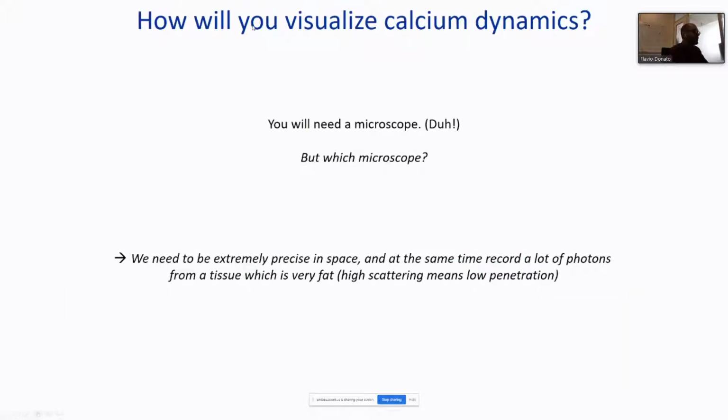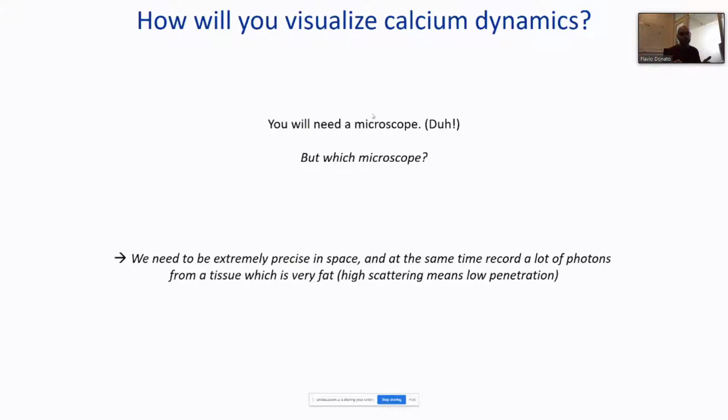So now we need to visualize calcium dynamics, and of course we need a microscope, right? No brainer. But which microscope do you use? There are three different needs that we need to satisfy in this case. We need to be extremely precise in space. I told you before that the brain is a very dense tissue. There are neurons all over the place. All of these neurons will have different calcium dynamics, and we should be able to precisely assign changes in fluorescence in the pixels that we record to a specific neuron. So we need to be very specific in space.